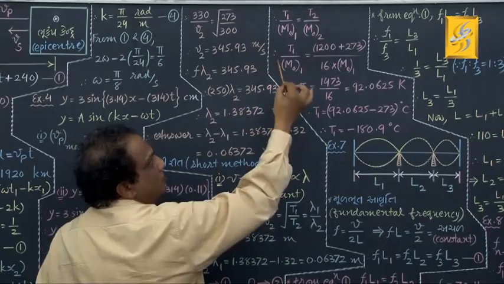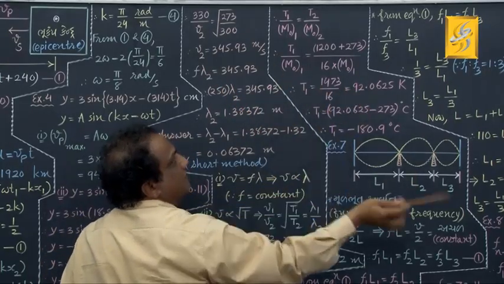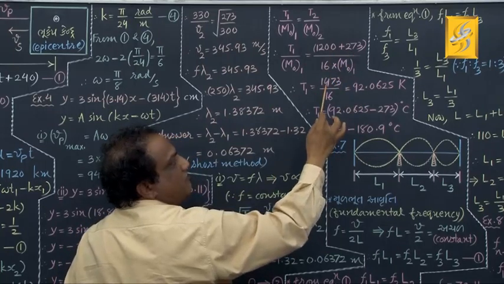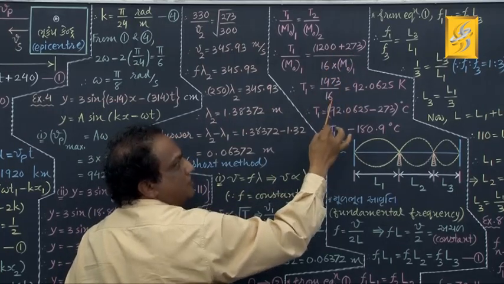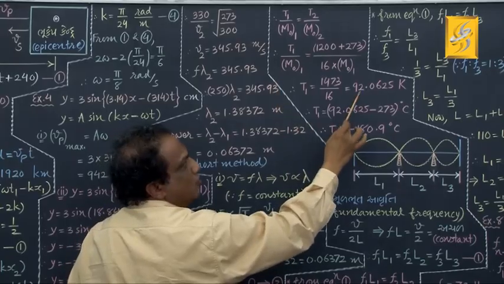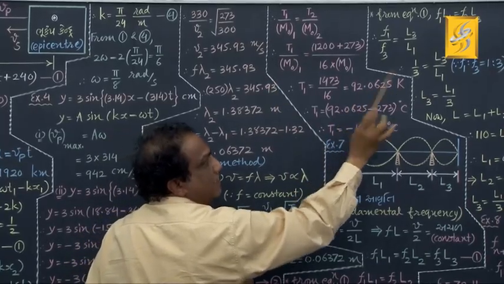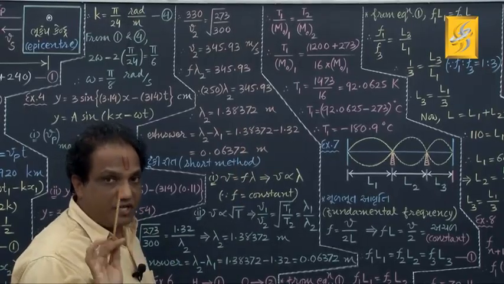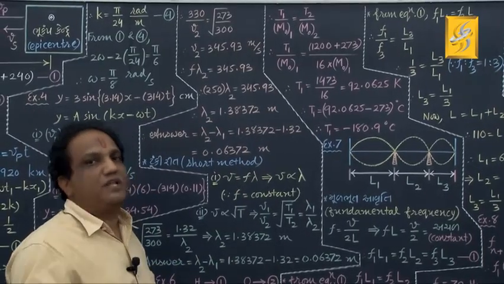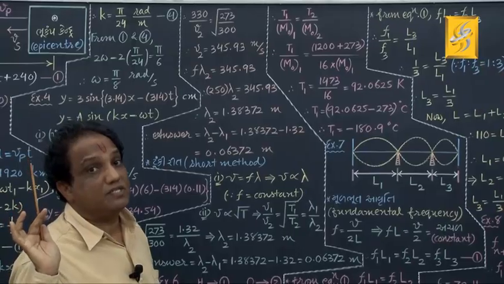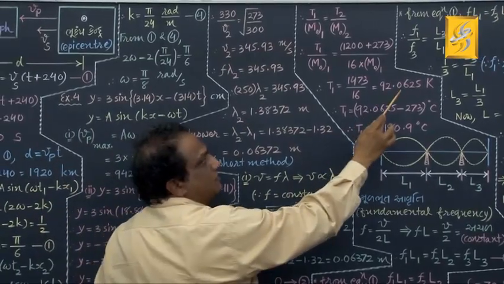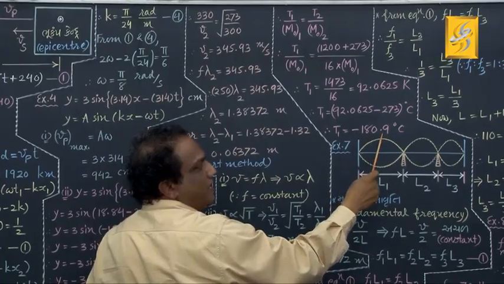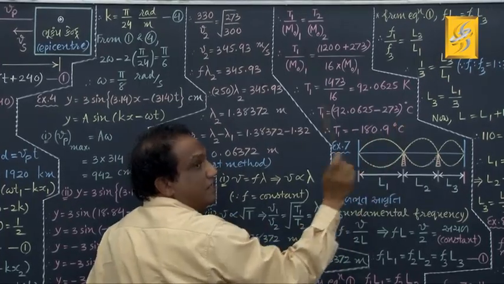Okay. Now M01 getting cancelled. Now this T1 as it is, and this plus this, it is 1473 upon 16. Answer is 92.0625, that many Kelvin. But because they want temperature in degree centigrade, from Kelvin to degree centigrade, we should subtract 273. So subtract 273 from this value, you will get the answer minus 180.9, that many degrees centigrade.